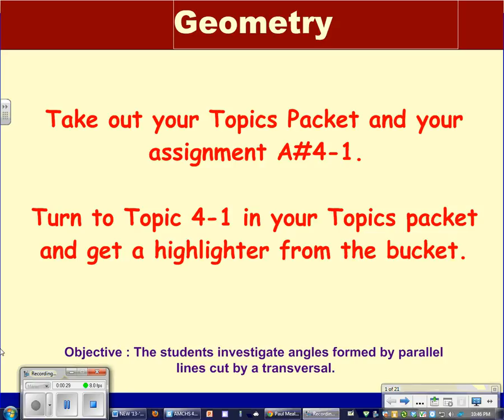You will need to turn to the topic 4-1, so that means skip the bell work page and go to the very beginning of topic 4-1. We're going to just review that first topic, and you will also need a highlighter from the bucket. You're going to use this highlighter when we go over the assignment. So at this time, I'll give the sub a chance to pause the video so you can make sure you have this.